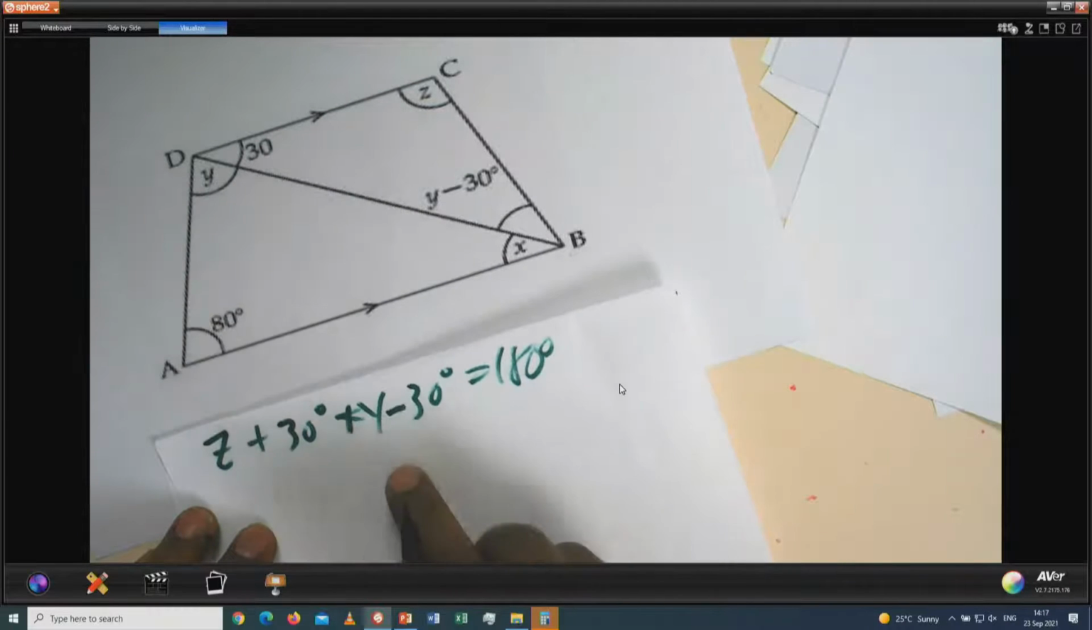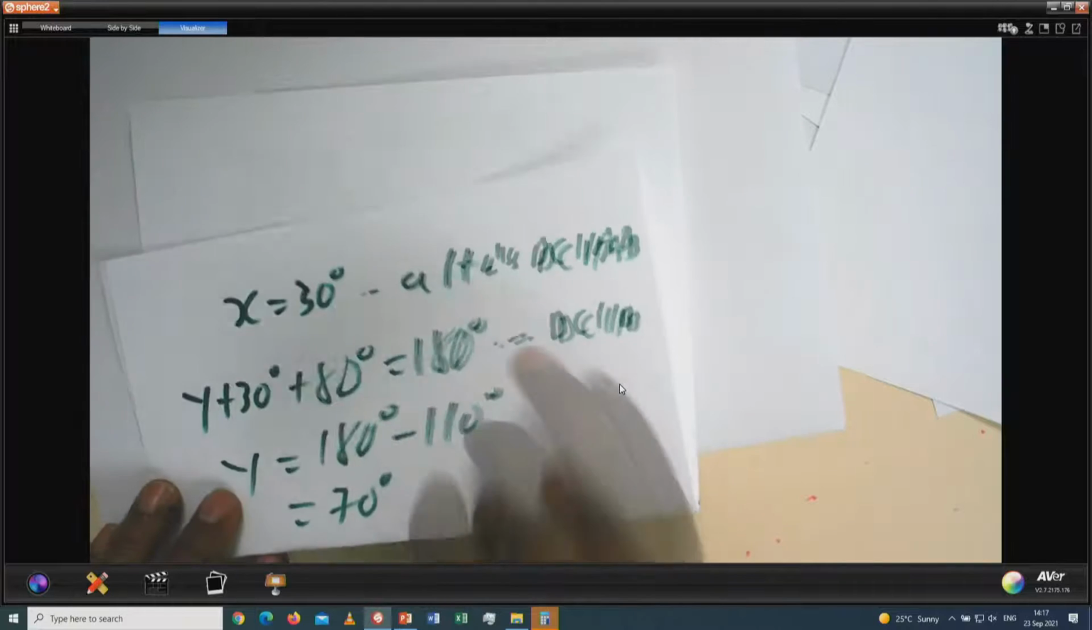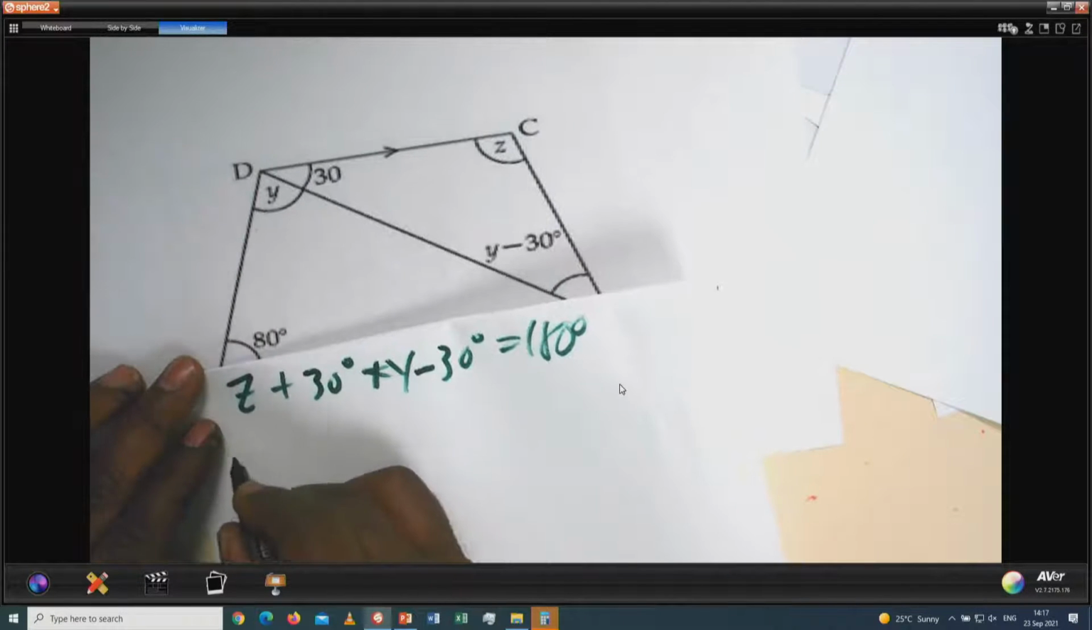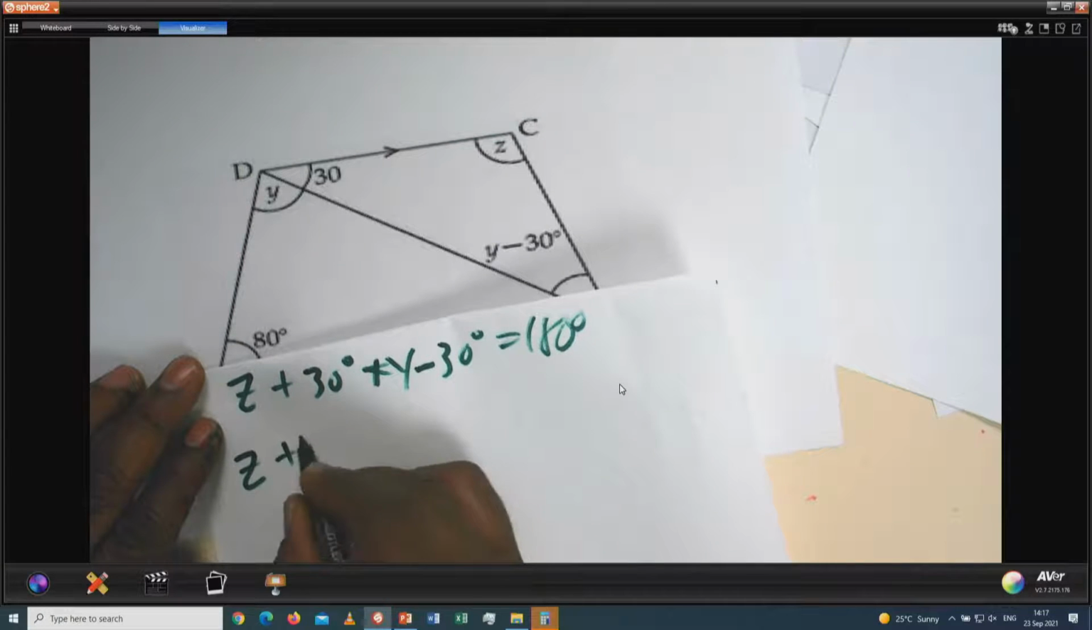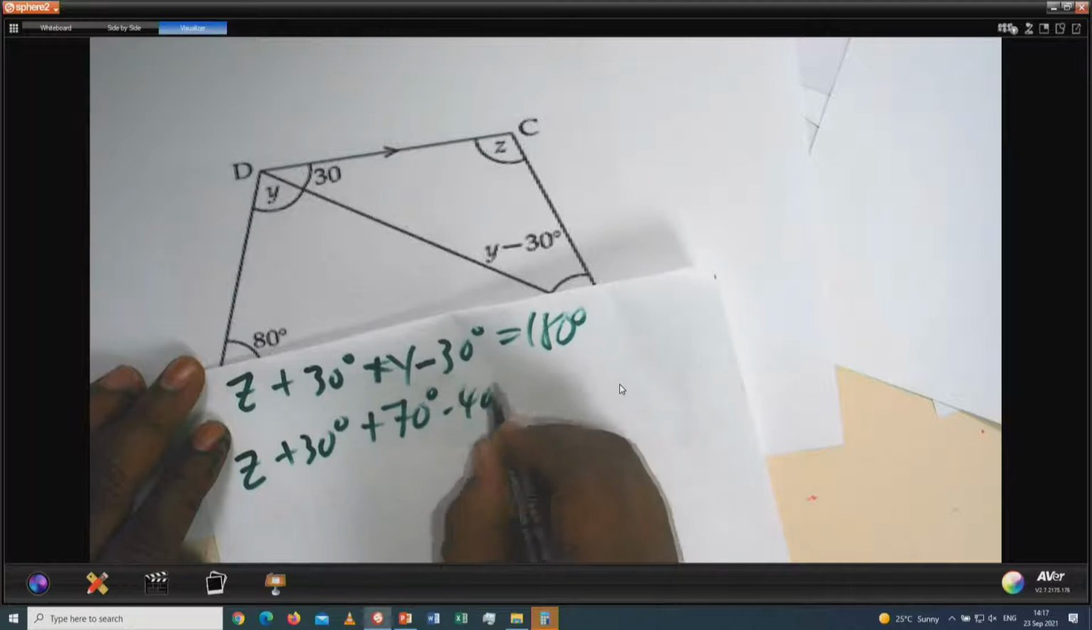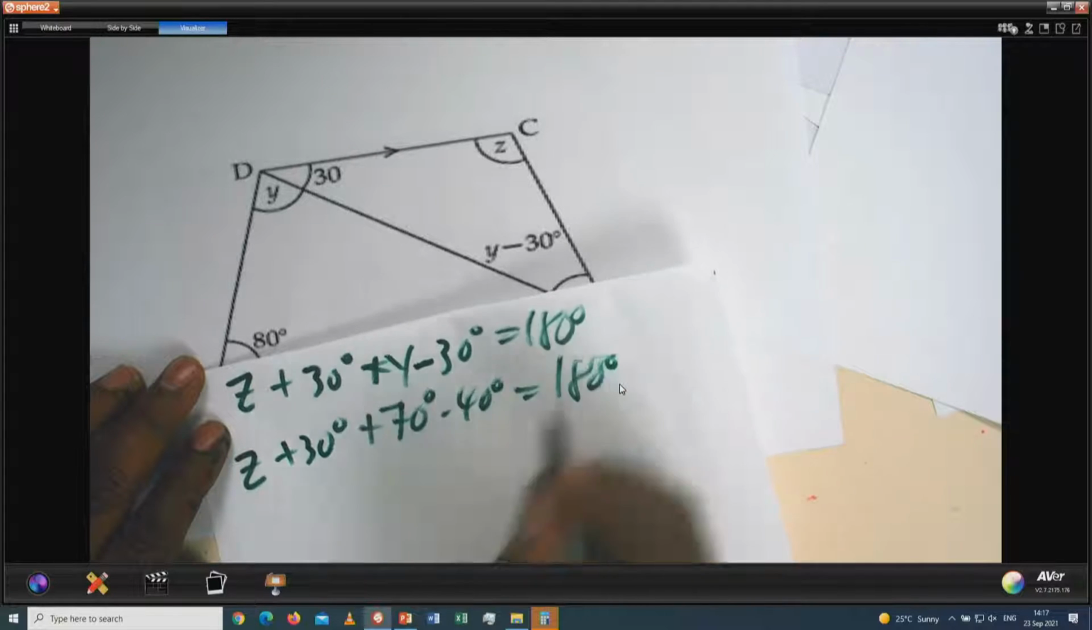But we've just calculated the value of Y now. We said Y is 70. Therefore, where there is Y, we put 70. And then we find your Z.